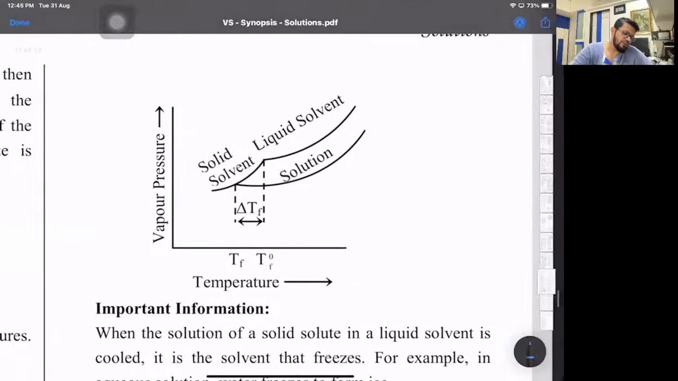Look at the curves carefully. Here it was a liquid solvent, it became a solid solvent. So that is the freezing point. So I call this variable T naught F. Now when a solution freezes, it is the liquid solvent of the solution that will freeze and become a solid. So what has happened? The solvent freezes over here. Once it freezes, it is also becoming a solid solvent only. So that's why the curve is common.